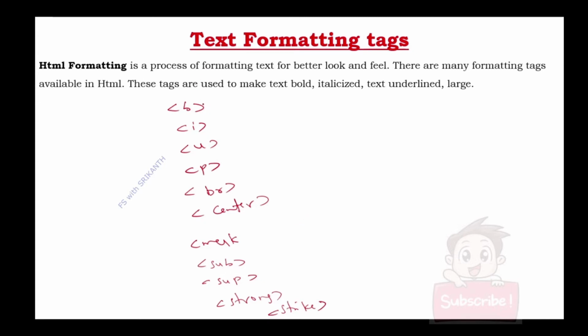So first of all, we discuss the B tag. What is a B tag? What we place in between this B tag automatically is represented in bold face. And when we are using italic, the text will be represented in italic face. And when we are using the U tag, the content placed in between this U tag will be generated as underlined text.